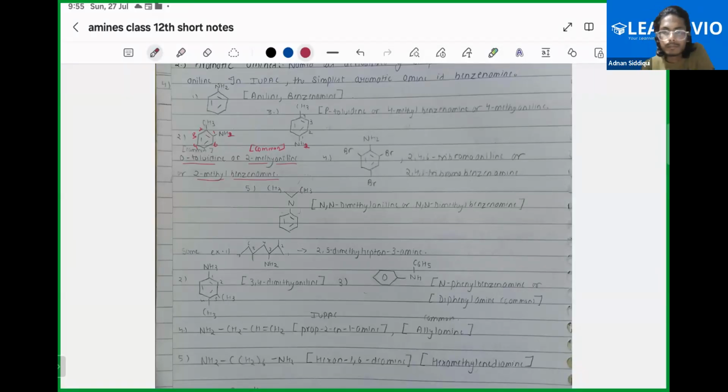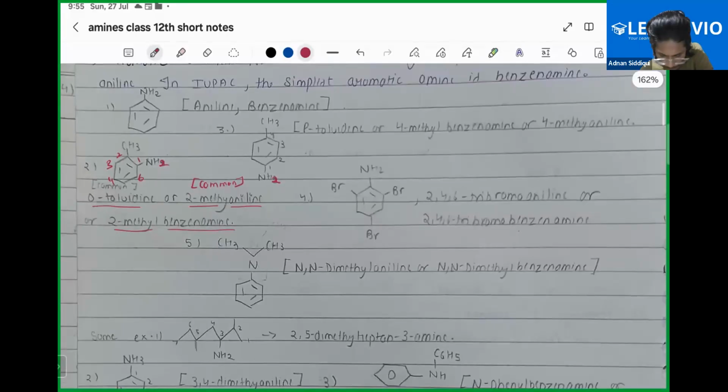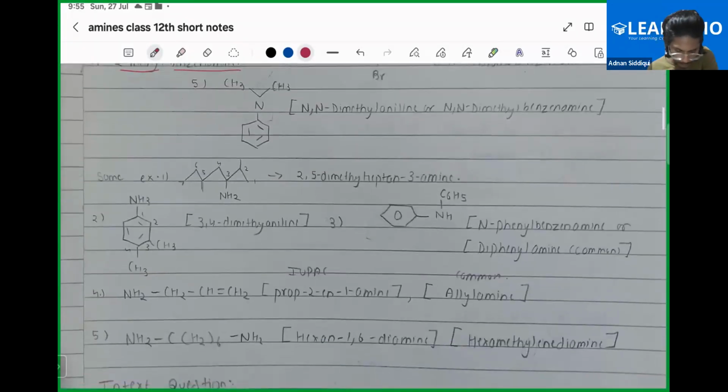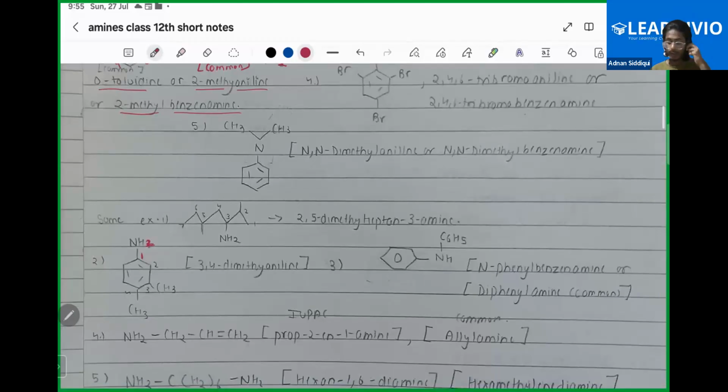Sir, in the second one, how did we get 3,4 dimethyl aniline? Yes. Okay. So one thing I should correct because this is going to be NS2, not NS3. I will correct it. If you go for the numbering, you are going to number it like this. At 3 position, we have methyl and 4 position as well methyl. So you will say 2,4 dimethyl aniline.